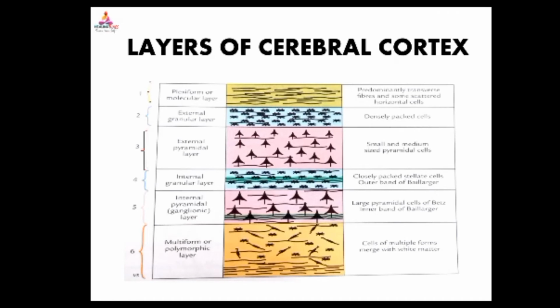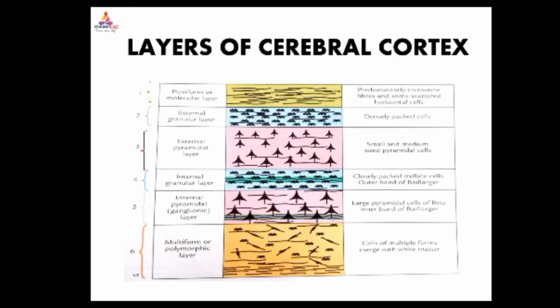Next is the layers of cerebral cortex. The neocortex consists of six layers or laminae. From superficial to deep, these are as follows. First one is the molecular layer or plexiform layer, made up predominantly of nerve fibers and a few scattered horizontal cells of Cajal.